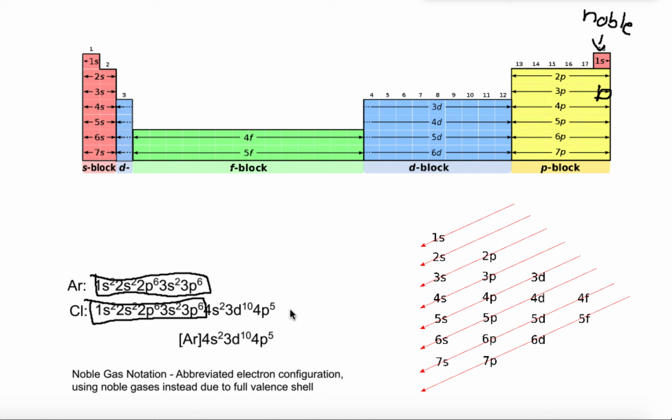And as you can see, this is probably going to be really useful whenever we're dealing with the larger elements. And the noble gas is of course chosen to be the closest one to the element without having more electrons than it. So for chlorine, even though chlorine would have been right next to krypton, krypton's got 36 electrons and its electron configuration would have surpassed that of chlorine. Argon's electron configuration fits right in here.